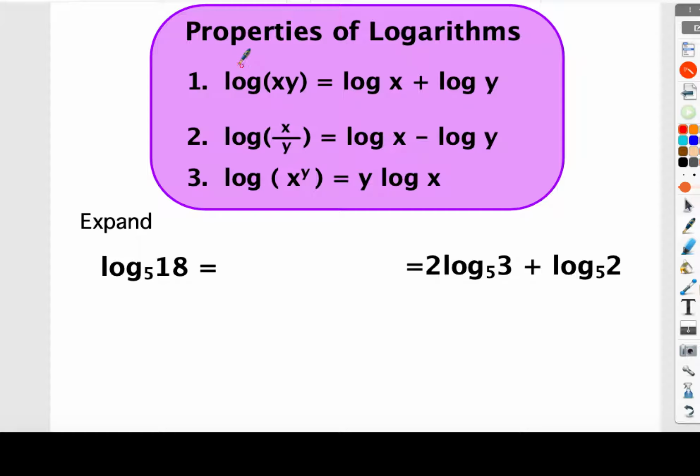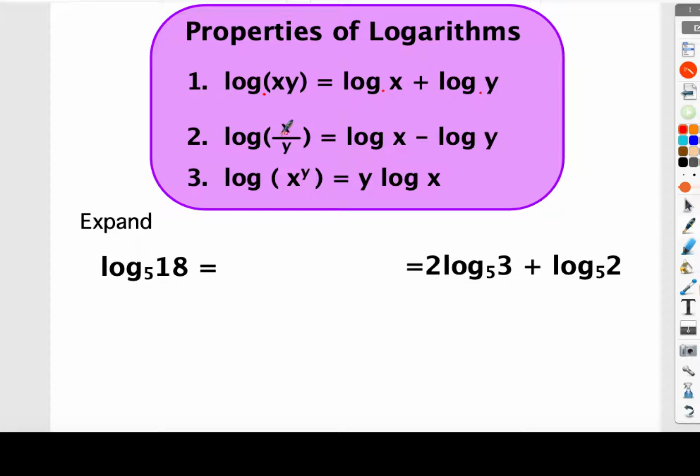Note the same type of log. I had a common log on the left, so two different common logs here. This could also be done with log base 2 or 3 or whatever that might be. Then both of these logarithms would have the same base that they started from. But again, we could separate log of things multiplied into things added.